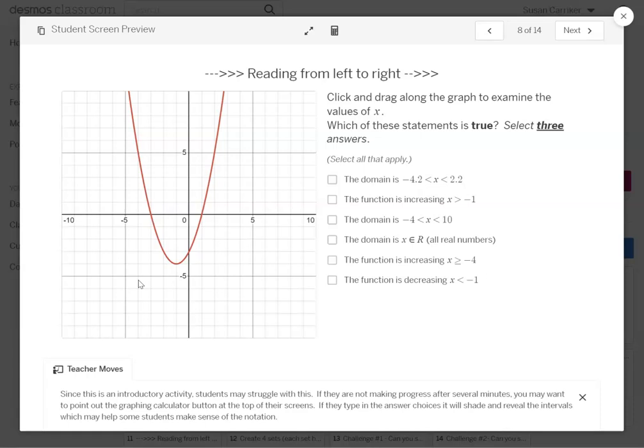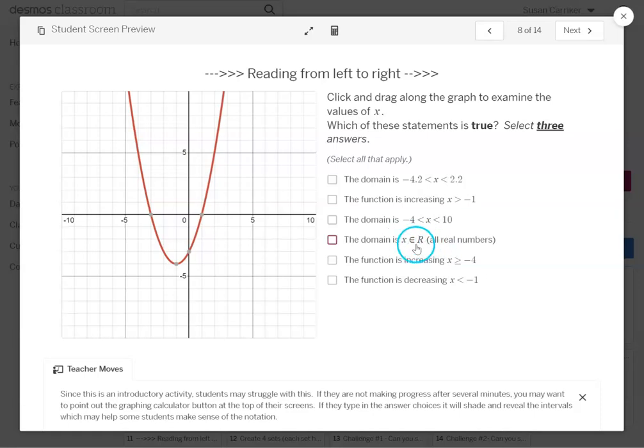Now this one says click and drag along the graph to examine values. So something they should be doing anyway is when they click on this graph and move around like this, they can see the numbers. 2's around in here, and there's other numbers to the left of that. But a lot of kids think these parabolas stop. They don't. So you could actually click and go a little off the graph here.